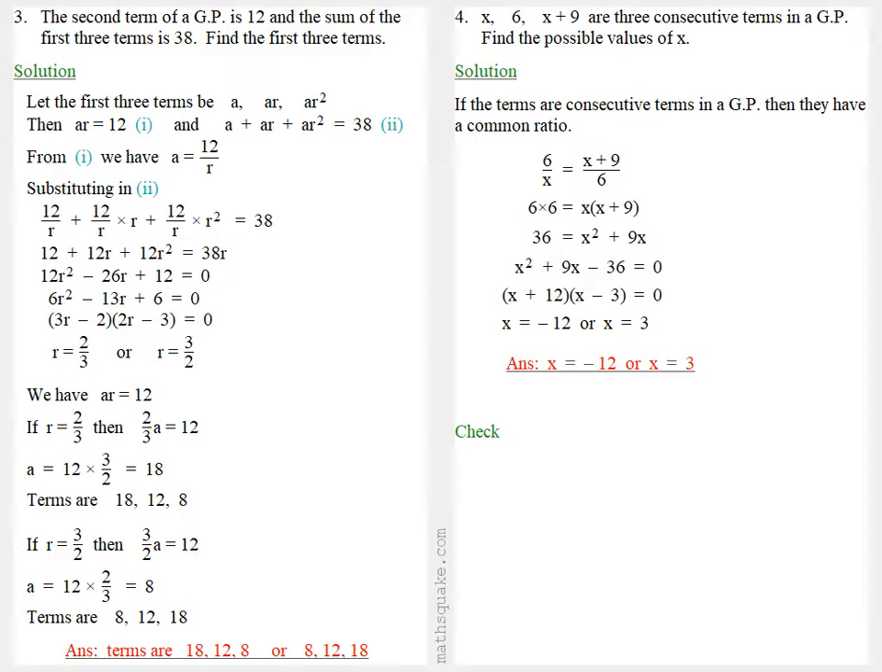Now we can check this. If x is equal to minus 12, then the terms are minus 12, 6 and minus 12 plus 9, which is minus 3. Now that's a common ratio of minus a half. If x is equal to 3, then the terms are 3, 6 and 3 plus 9, which is 12. In this case, the common ratio is 2.